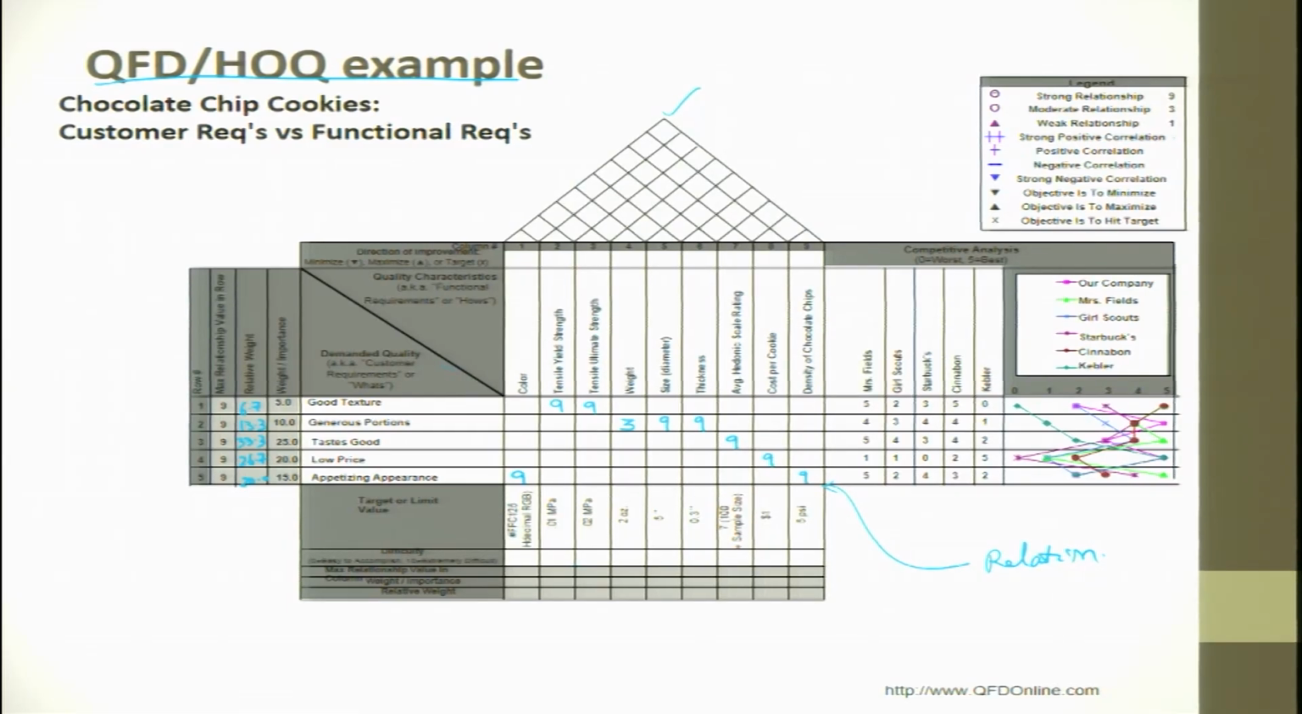Now let me look at the relationship between these two. The tensile yield strength and the ultimate strength have a strong relationship, so I will give them a double plus. Okay. And then I have weight with respect to size, they have a double plus. Then I have weight with respect to thickness.